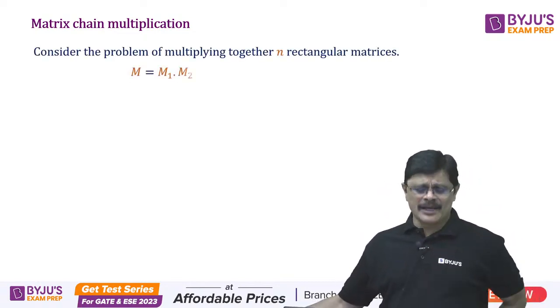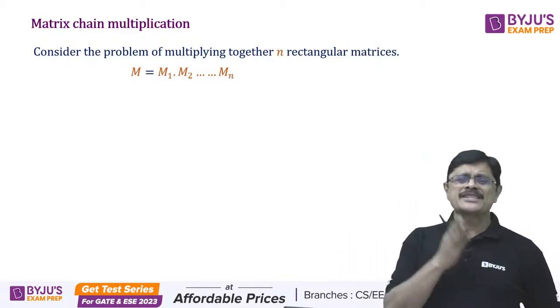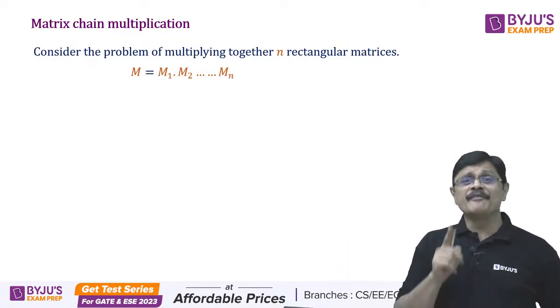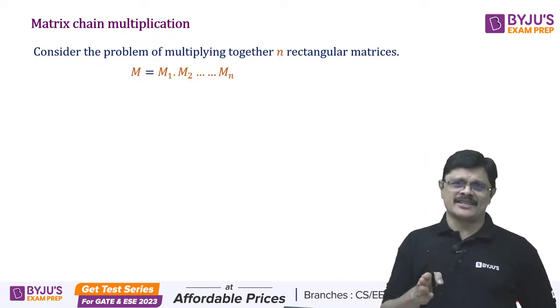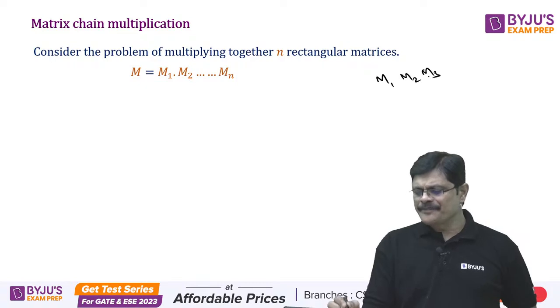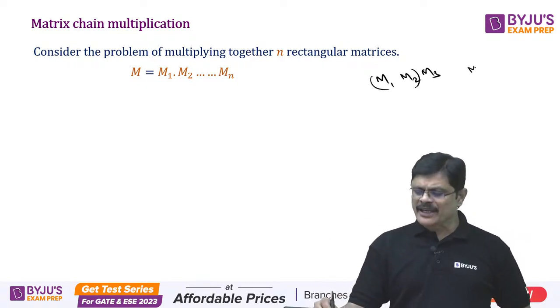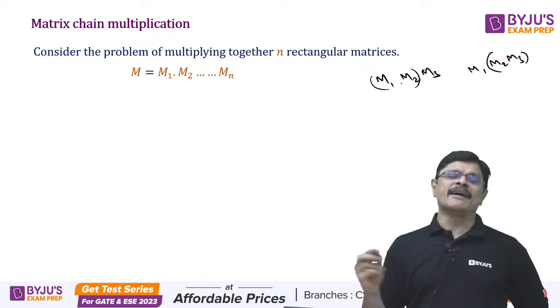So in the matrix chain problem, what happens? We are having n matrices. What is the best order to multiply, my dear friend, without changing the original order of the matrices? That is, if you are having 3 matrices, M1, M2, M3, whether I should multiply M1, M2 and the result to be multiplied with M3, or whether I should multiply M2, M3 first and the result to be multiplied with M1.